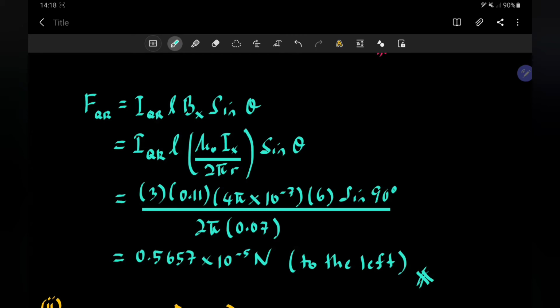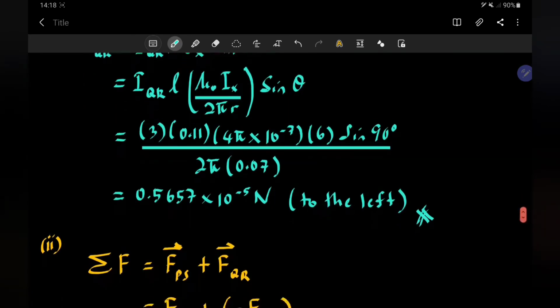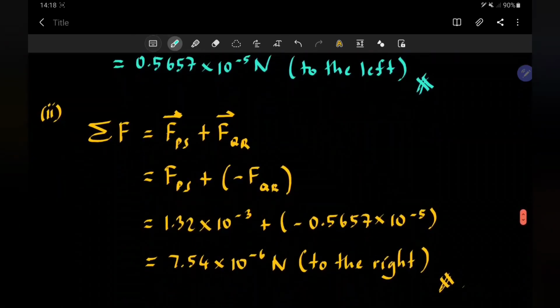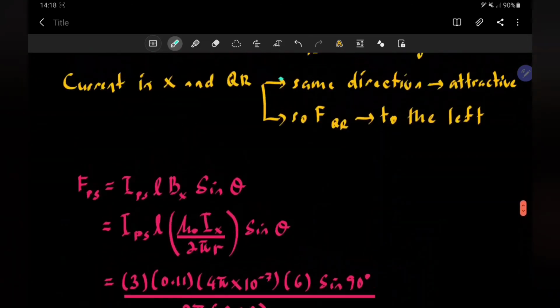And then for the second question, they ask you to calculate the resultant. So to calculate the resultant, resultant force equals F_PS plus F_QR in vector. So F_QR is directed to the left, it must be negative. So we just substitute the magnitude for both forces. Then you will get the answer, where the answer is positive, meaning that the resultant is directed to the right.